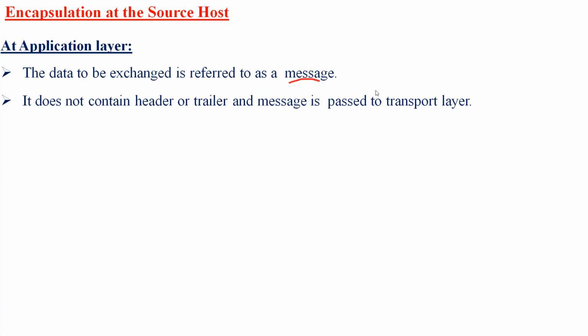It doesn't contain any header or trailer, and the message is passed to the transport layer directly. This message doesn't contain any header or trailer, unlike frames, since a frame contains a header and trailer. It is eventually passed to the transport layer.